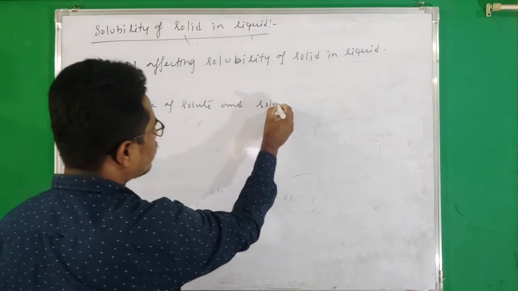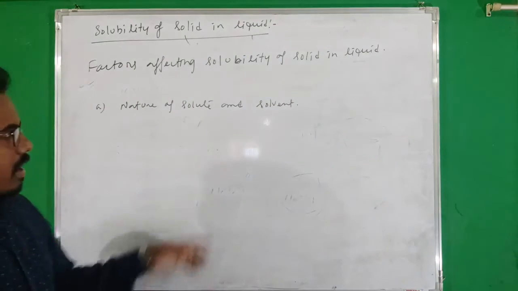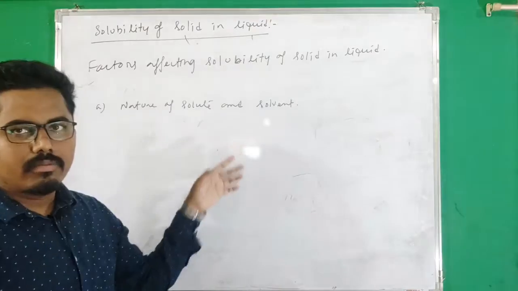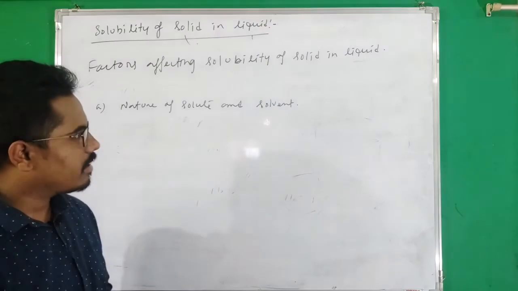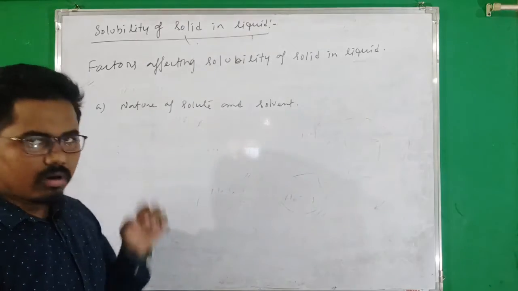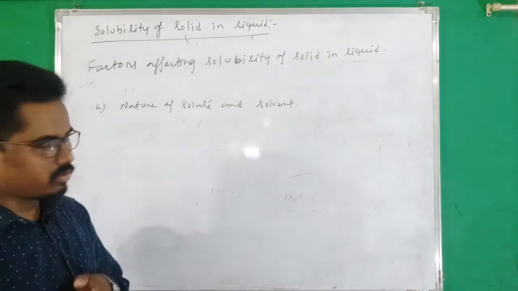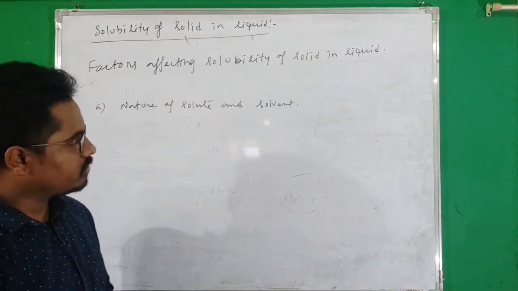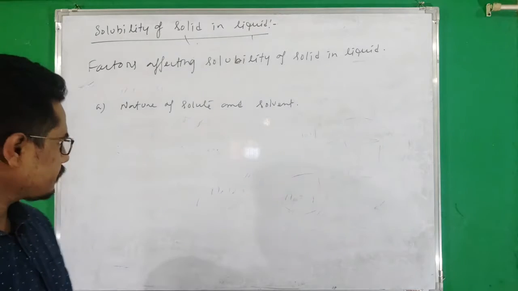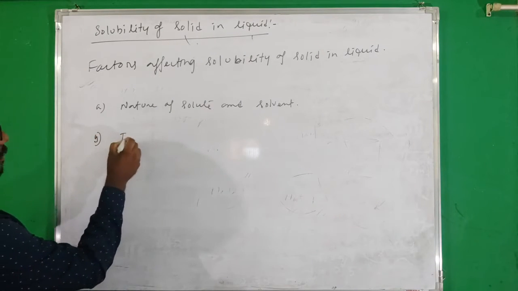and solvent. And we already know that ionic compounds are soluble in polar solvents like water, but they are insoluble in organic solvents. Again, non-polar solutes are soluble in organic solvents, but insoluble in water. And the next factor is temperature.